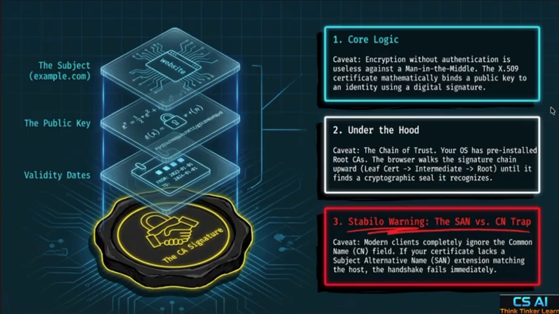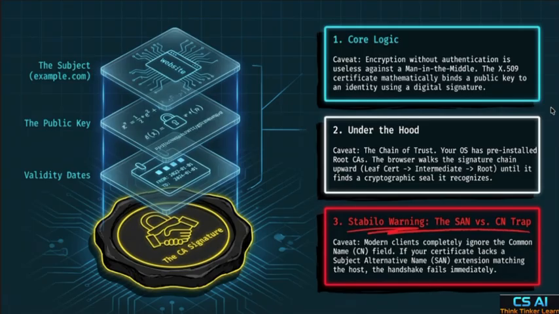Encryption is useless if you are talking to the wrong person. That's where X509 certificates come in. A certificate mathematically binds a public key to an identity using a digital signature. Your OS and browser trust a set of root certificate authorities. When you visit a site, your browser walks the chain of trust upwards from the leaf cert to the intermediate and finally to the root. If the chain is broken, the connection is considered untrusted.